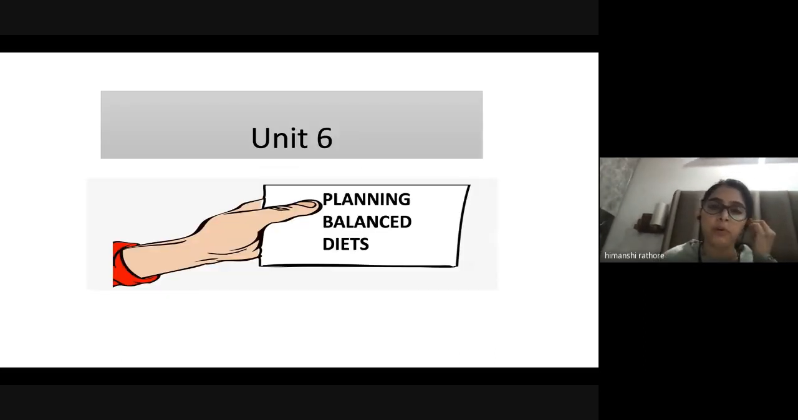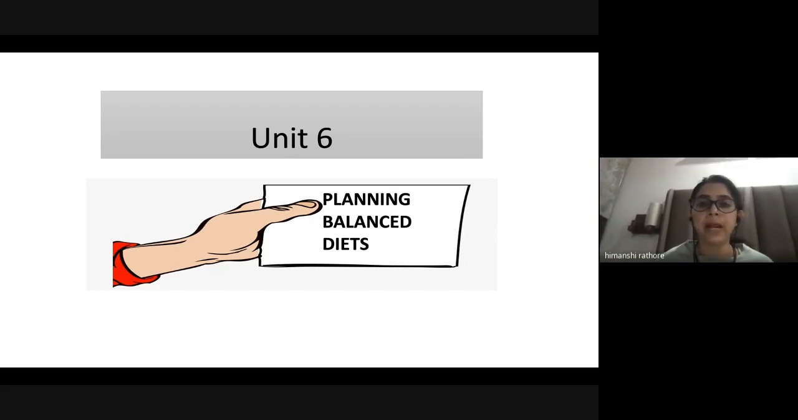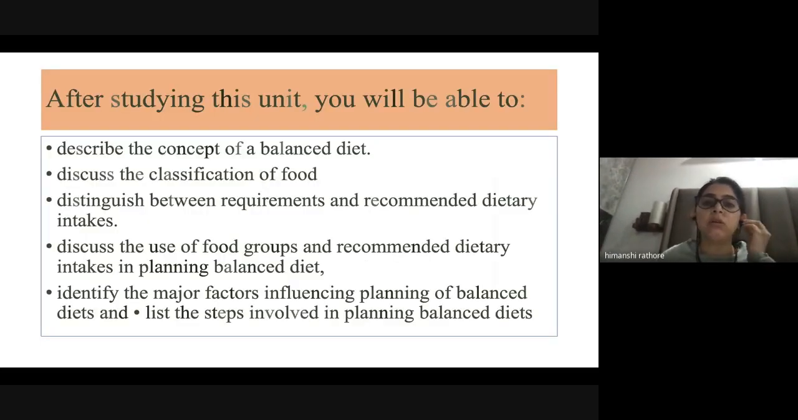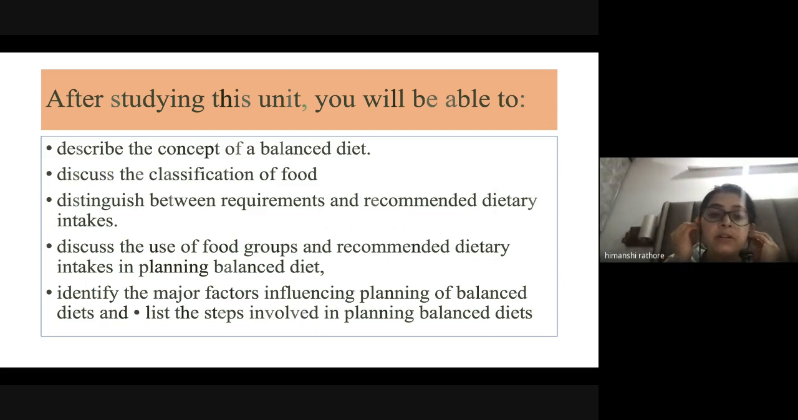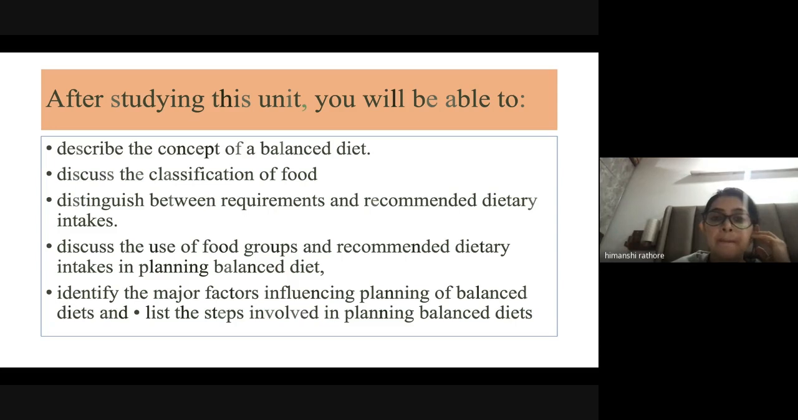Now we are moving forward to Unit 6, which is planning the balanced diet, and that is how you will be ending with Block 2 of your certificate program. So moving forward faster because we don't have enough time. After studying about the balanced diet, you will be able to answer what a balanced diet is, how the foods are classified, what is recommended dietary intake, and what are the steps by which you can prepare a balanced diet.